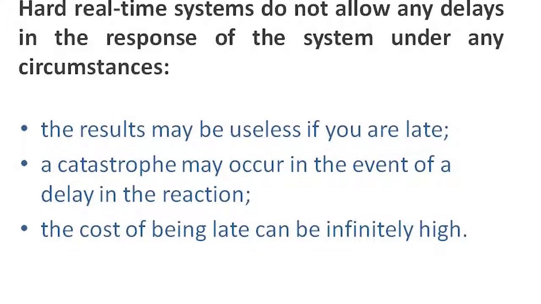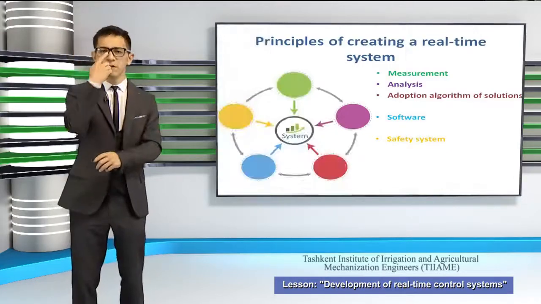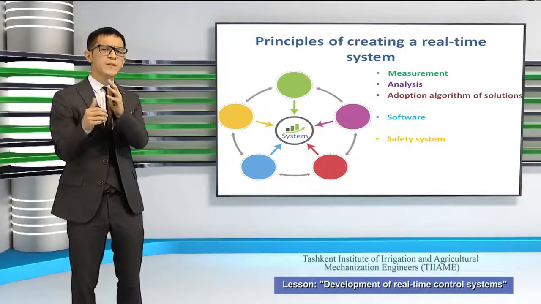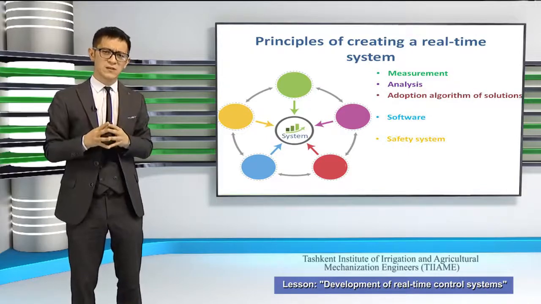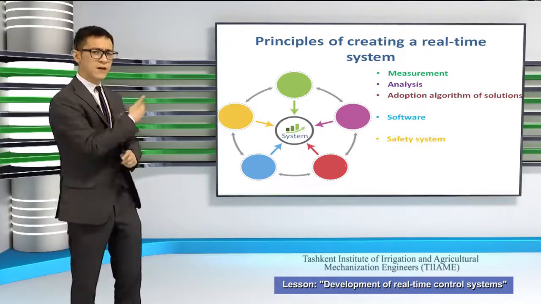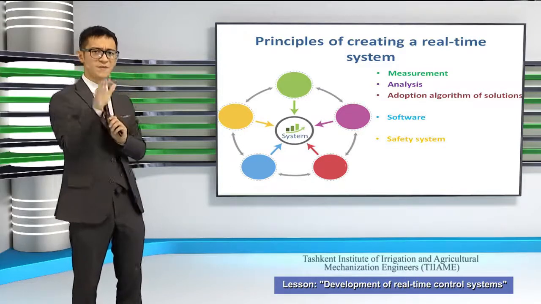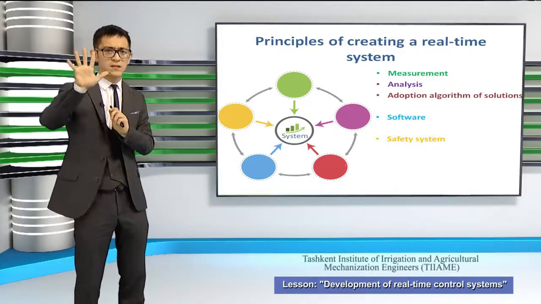Let's talk about the principles of real-time systems, how it happens and what the basis of this technology system is. Let's see the graphic. As you see, our graphic is in a cycle form and has 5 most important points of how this system works.